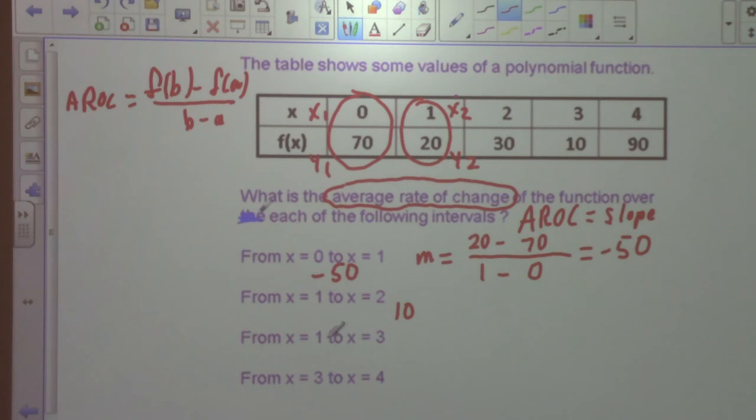Okay, for this one, from x equals 1 to x equals 3, what did you get for that one? Okay, I'll tell you what I got for this one. I got -5. That's what I got.